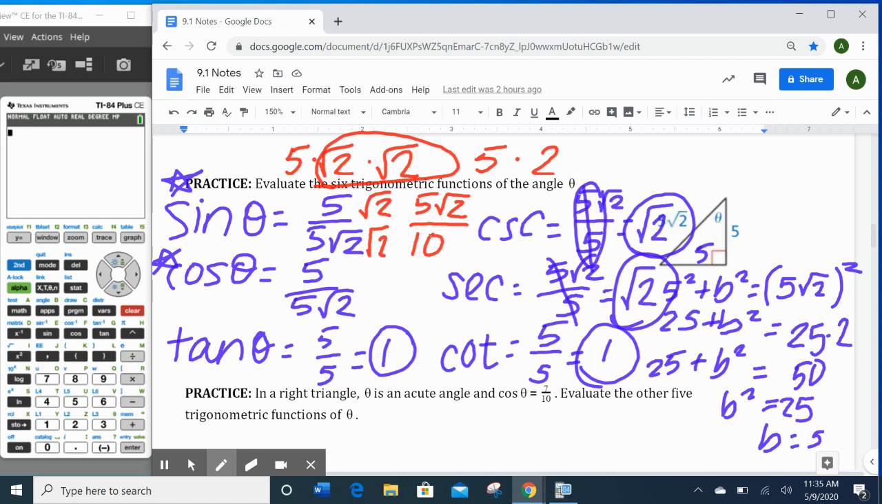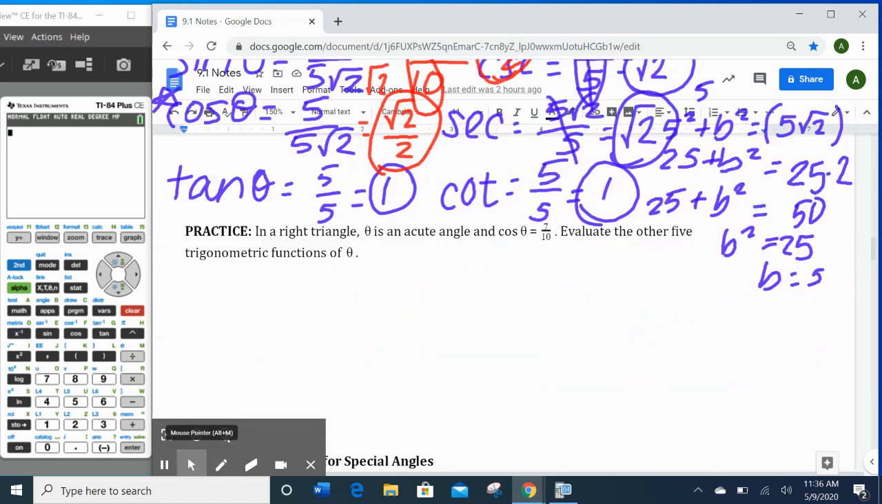So 5 root 2 over 10. Because both this 5 and this 10 are outside of the square root, 5 over 10 reduces to be 1/2. So the sine is root 2 over 2. And then the cosine is exactly the same as the sine, so all that work later, root 2 over 2. So I've simplified those 6 trig functions.